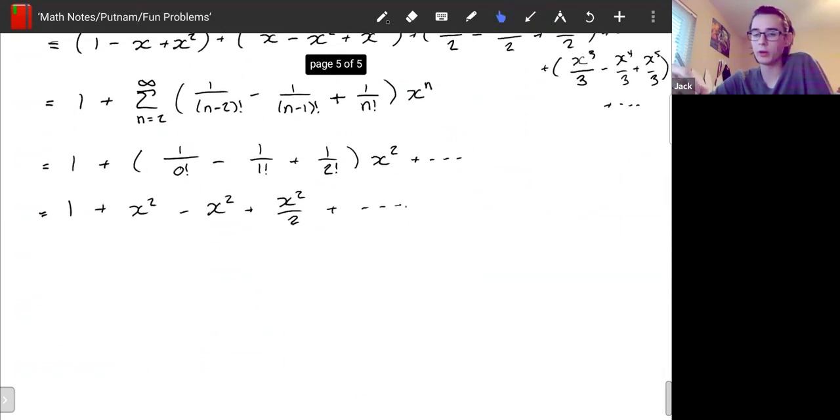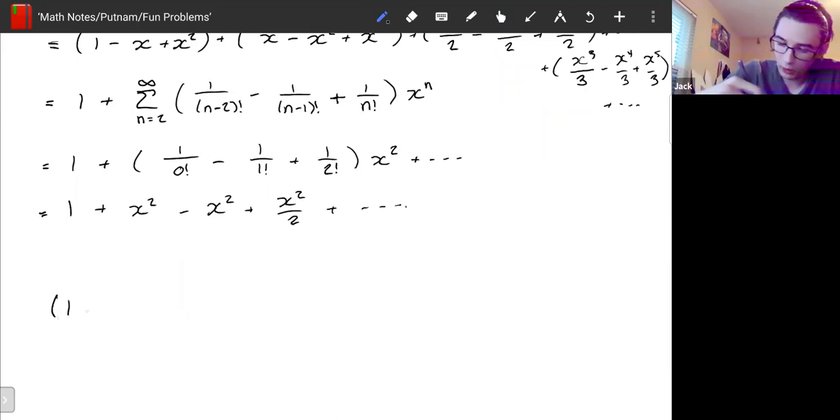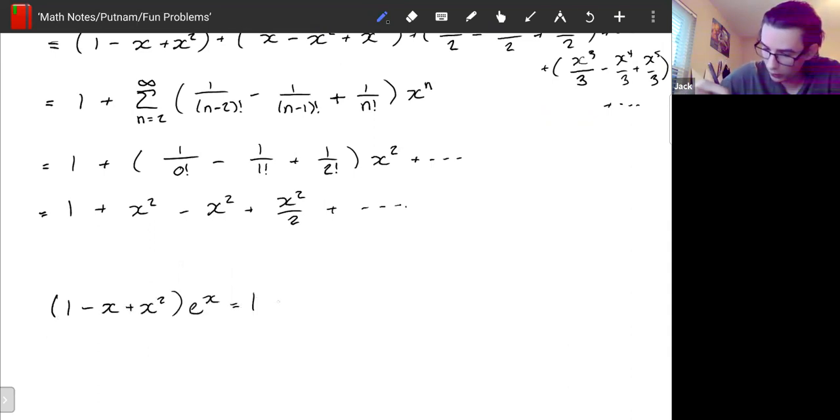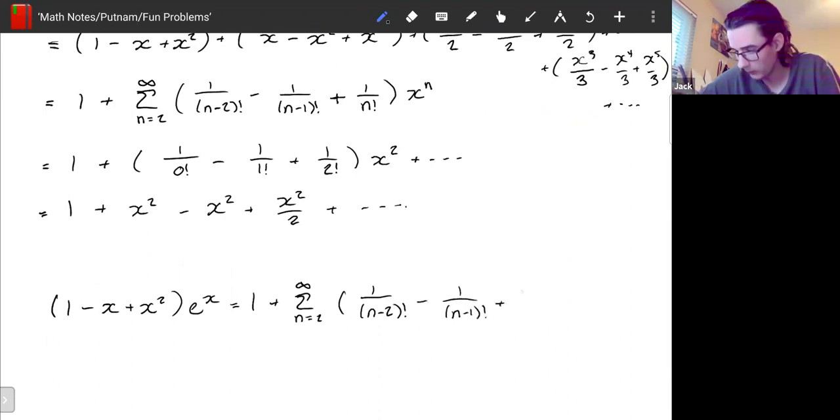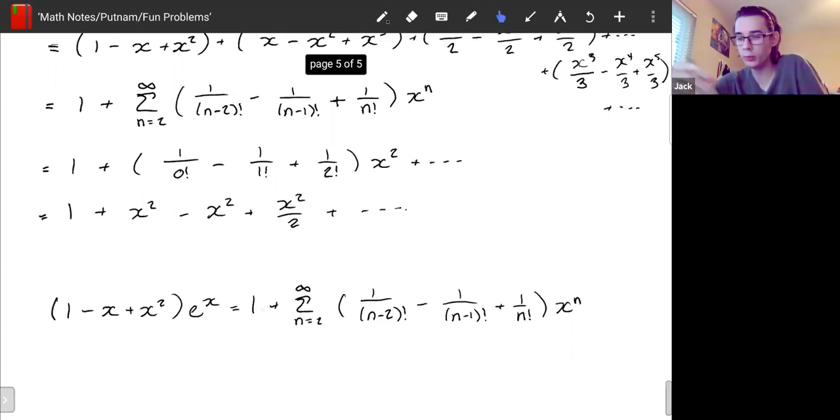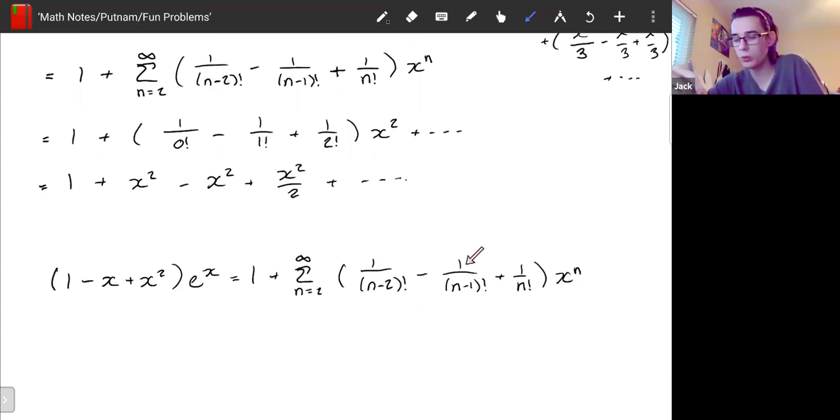So now that we have our Taylor series in a nice form, right? Because we have it that 1 minus x plus x squared times e to the power of x equals 1 plus the sum from n equals 2 to infinity of 1 over n minus 2 factorial minus 1 over n minus 1 factorial plus 1 over n factorial times x to the power of n. So now we have that this is in a form that we can actually try to take a closer look at the coefficients for each one of these x's.